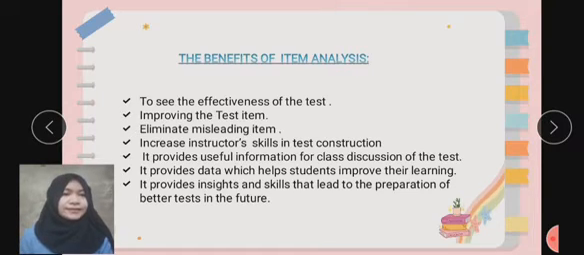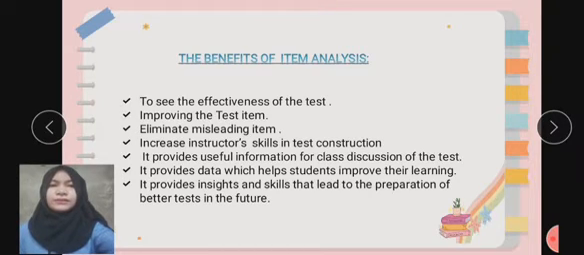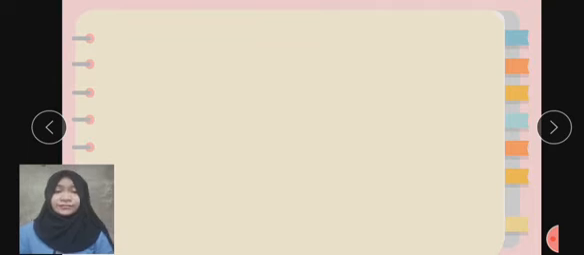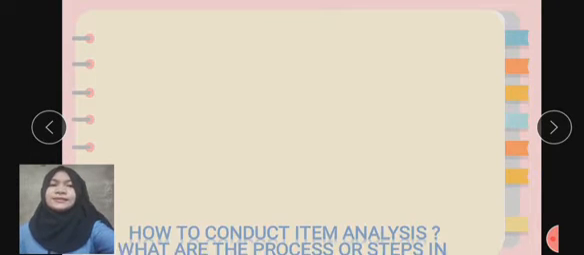It provides insight and skills that lead to a preparation for a better test in the future. So, as tayo na mga student, which is future educator, it is important na as early as now natututunan na natin itong ganito, like this item analysis, kasi in the future mas lalo tayong na-enhance, mas nagiging better in the future. So, kumbaga as early, marami na tayong natututunan. Okay, so that's for the benefits of item analysis.